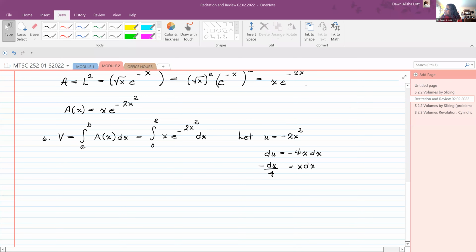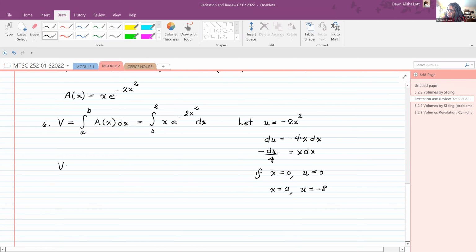We also now see that if x is 0, u is also 0. And if x is 2, u is negative 8. Okay, so that is 2 squared times negative 2. So my volume becomes the integral when x is 0, u is 0, and when x is 2, u is negative 8.